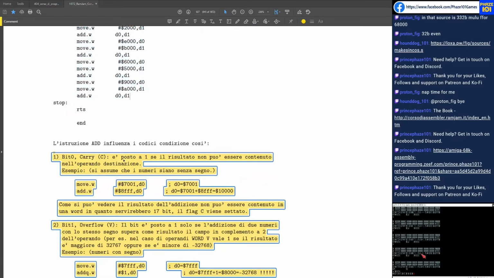Let's see if I said everything in my notes before I jump there. So carry is set if the result is bigger, okay? Overflow is set if the number cannot fit. Zero is set if the result is 0. Negative is set if the high bit is set, and the extended bit is the same as C. So let's do that.